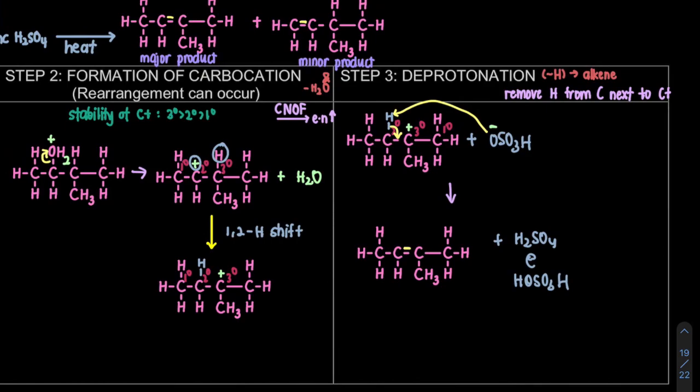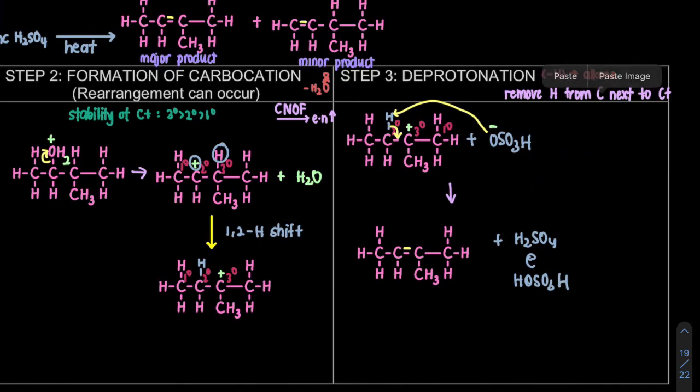So that's the last step of it. Again, for the deprotonation, when you remove the hydrogen, you have to check that it is next to the carbocation. Now our carbocation is in another position. We still have to check the hydrogen on the left hand side and on the right hand side as well. So you will get your product.